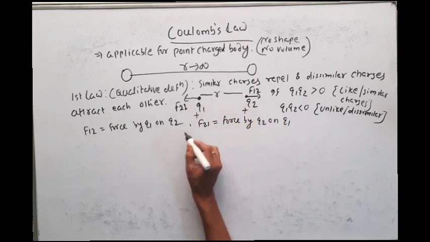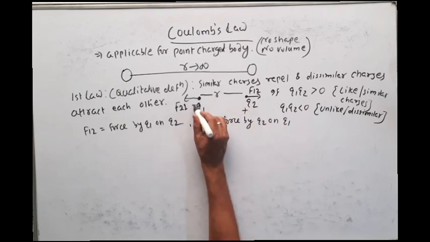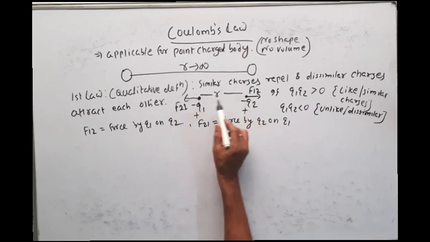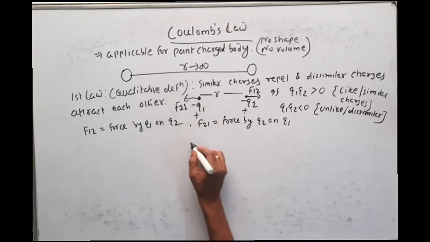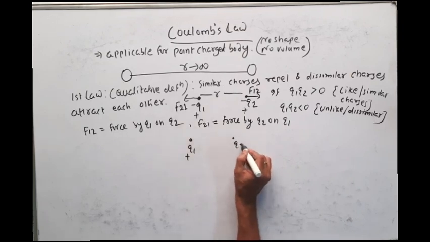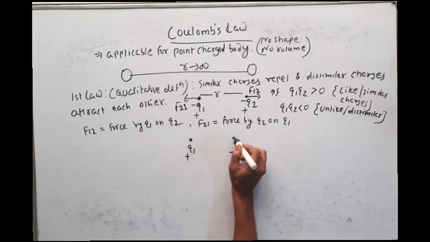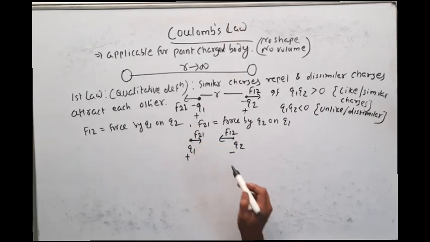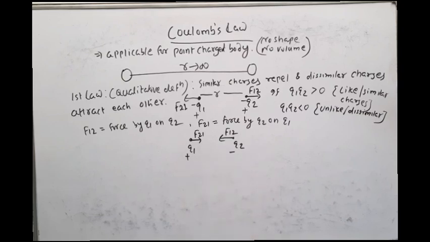Similarly, if both are negative, again each charge repels the other. But if Q1 is positive and Q2 is negative, then the positive charge will attract the negative charge by a force F12, and the negative charge will attract Q1 by a force F21. So this is the first law.